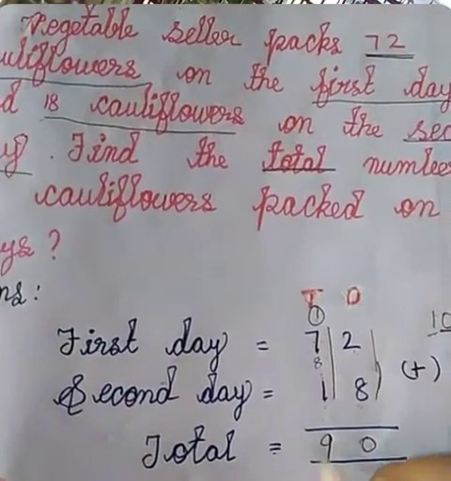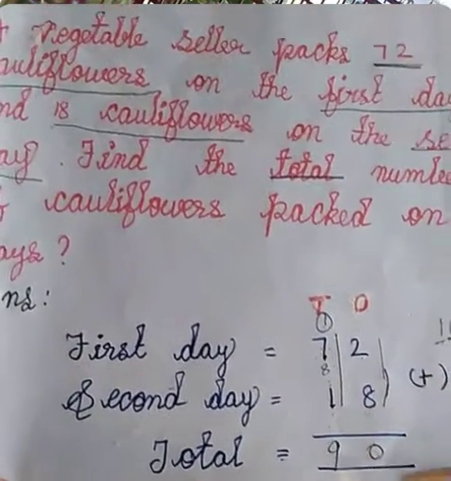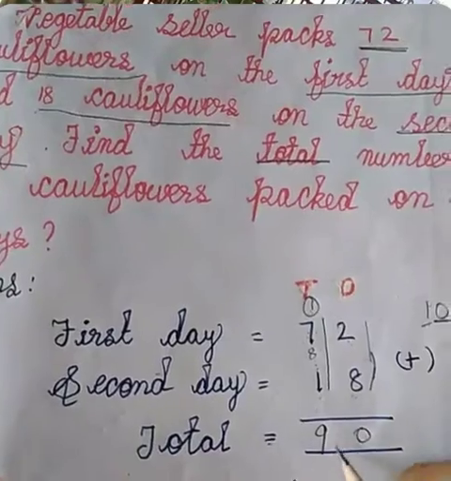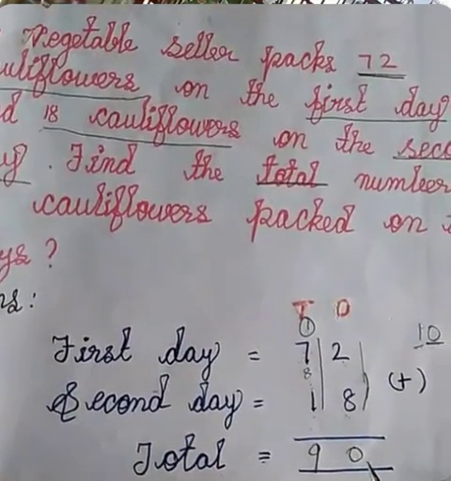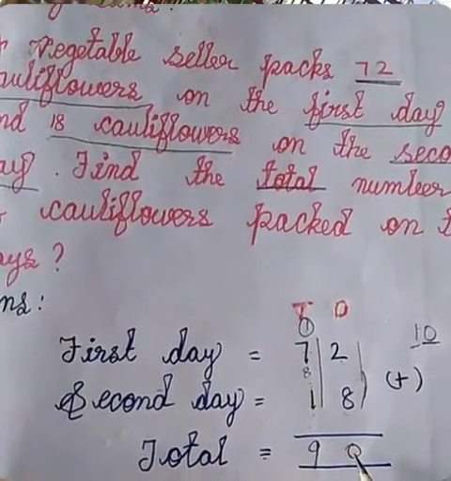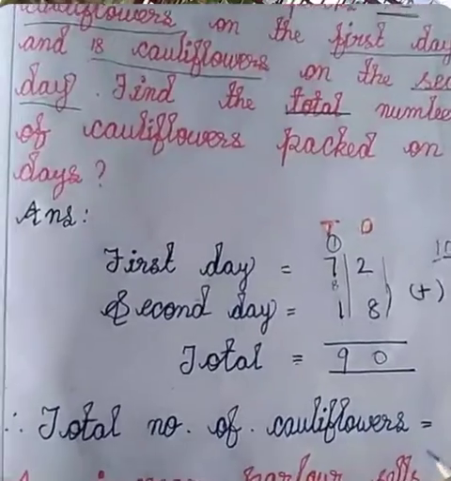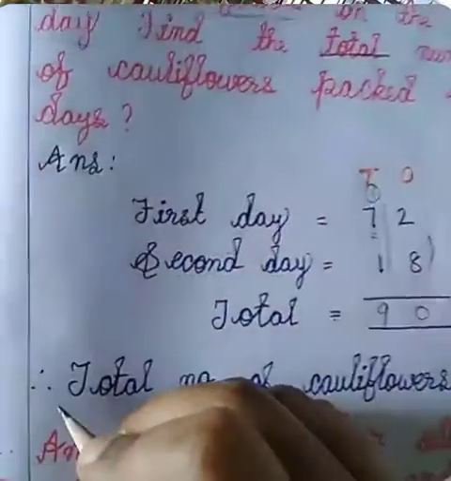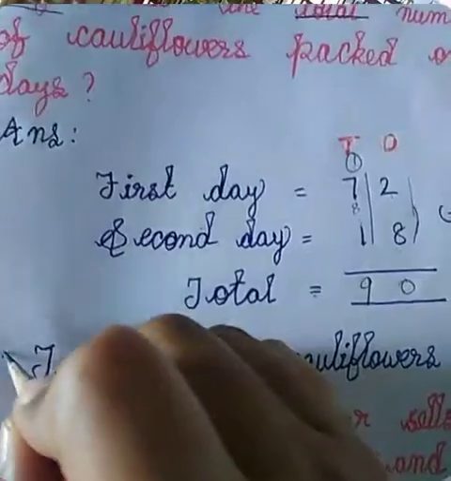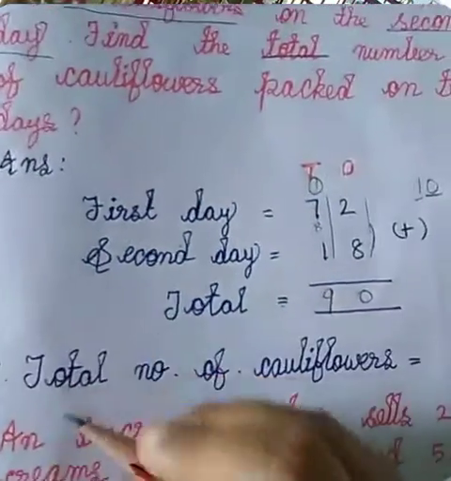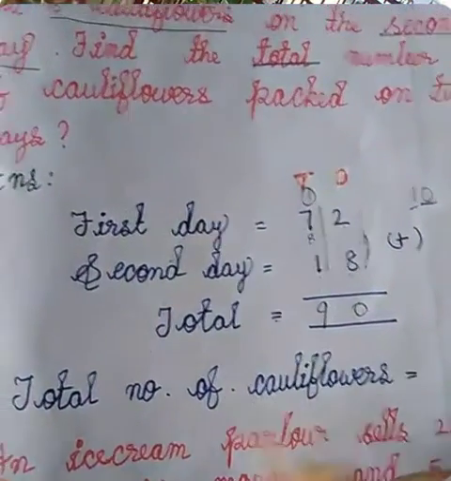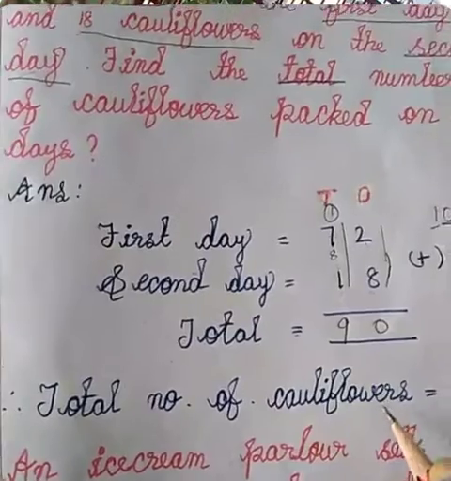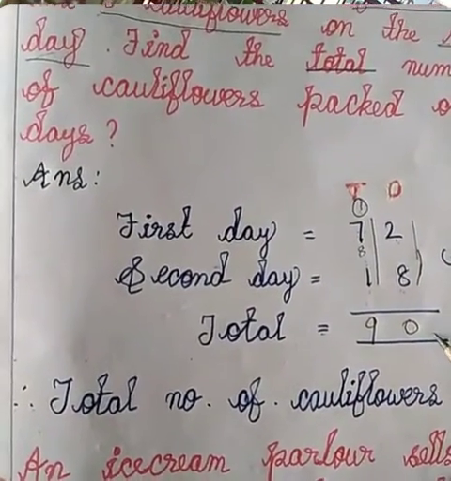Don't say 9 is the answer. These two numbers together are the answer. So 90 is the answer of the first question. Okay, you have to write the last line like this. Therefore, the symbol of three dots is called therefore. So total number of cauliflowers. We add these two numbers, we get a total. The total is called the answer.